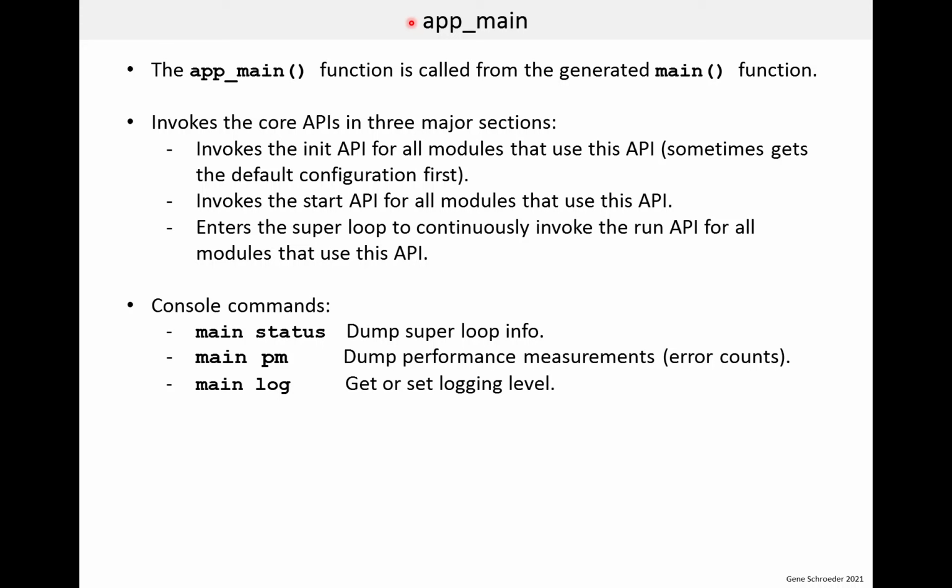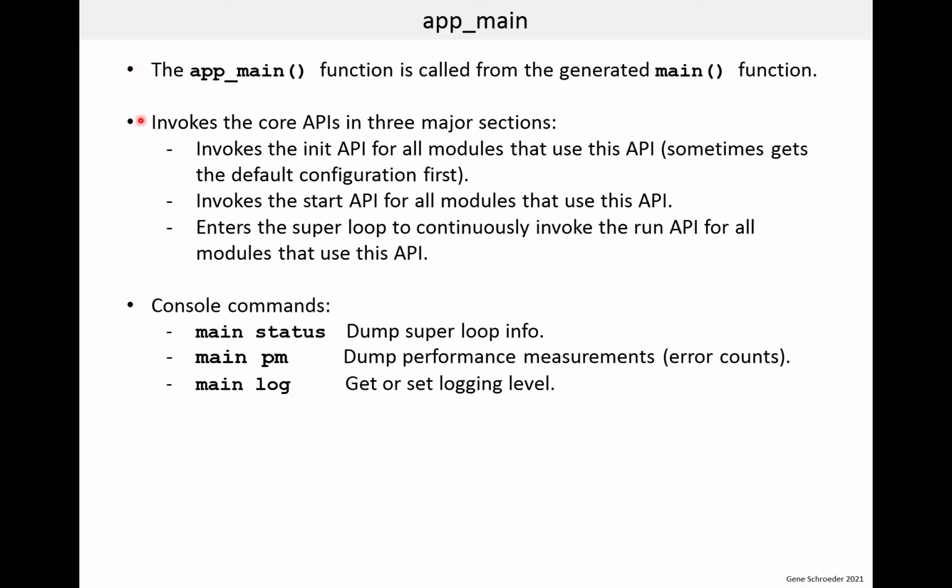In this lesson, we look at the top-level application function, app_main. Normally, main itself would be the top-level application function, but the main function is generated code, and I like to minimize the amount of changes I make to generated code. So in the generated main function, I just put in a call to app_main.